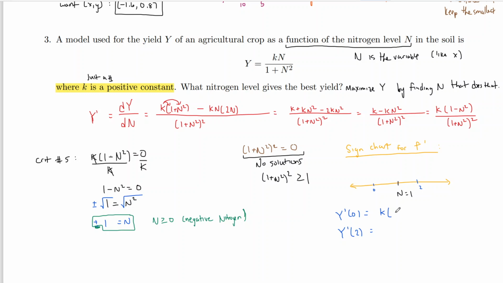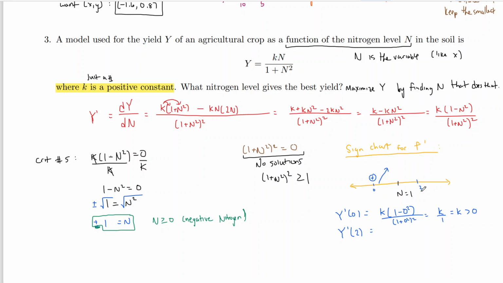We have k times 1 minus 0 squared over 1 plus 0 squared, squared. Right, and the top here is k times 1 minus 0, which is just k, and the bottom is 1 plus 0 squared, that's just 1 squared is 1. So that's k, which is greater than 0. Now that's another point where k being positive is important. So this is increasing. It's looking pretty good because we want a maximum here. We want to see that it's a maximum, and then this graph sort of looks something like this. It's going to go up and hopefully it's going to go back down. All right, so as long as y prime of 2 is negative, we're good.